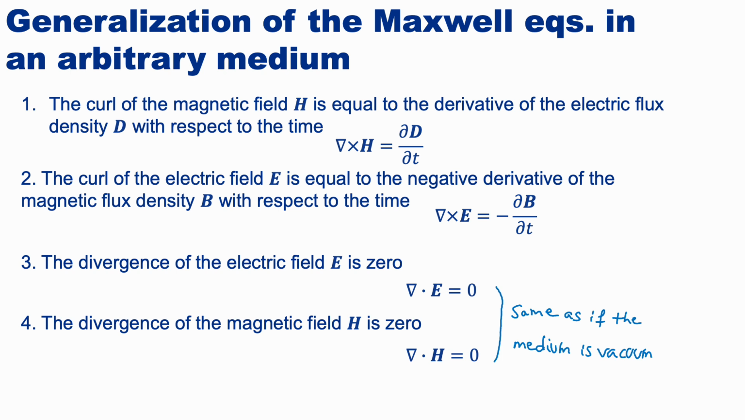But there's going to be a change for the curl of the electric field and the magnetic field, because now we cannot express the electric flux density as being linearly proportional to the electric field. And it's going to be the same in general: the magnetic flux density is different from the magnetic field.